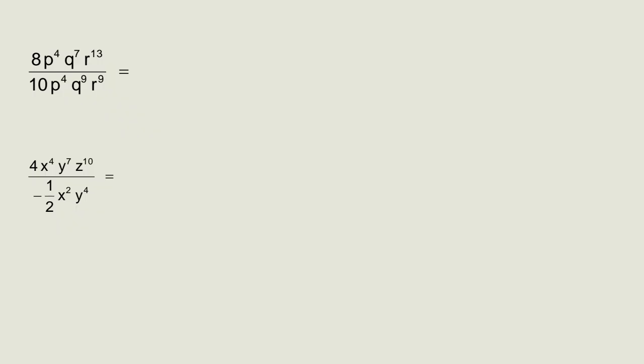Okay. So, my 8 over 10, I'm just going to write it out and leave it. We'll figure out if we can reduce it later. I have 4 take away 4. I have q to the 7 take away 9. And I have r to the 13 take away 9. So 8 over 10 doesn't become a whole number, but it can be reduced.